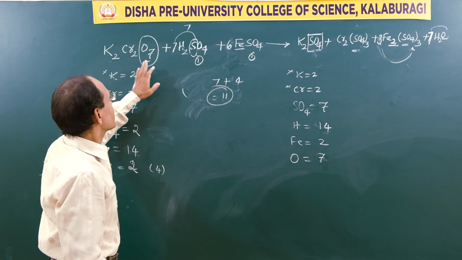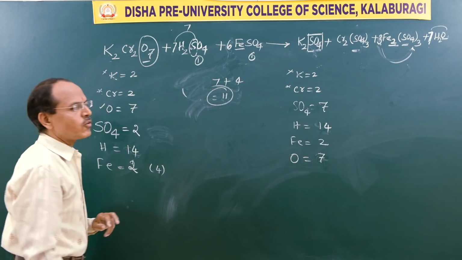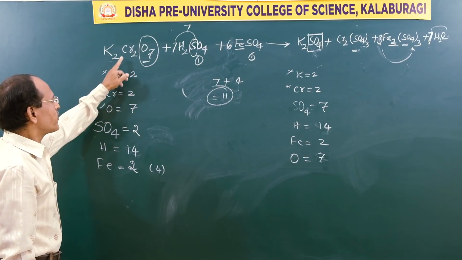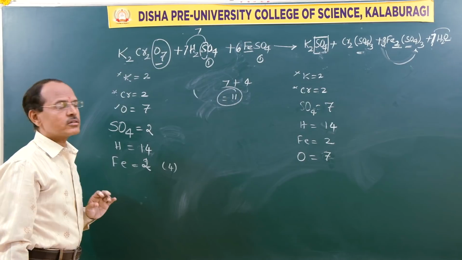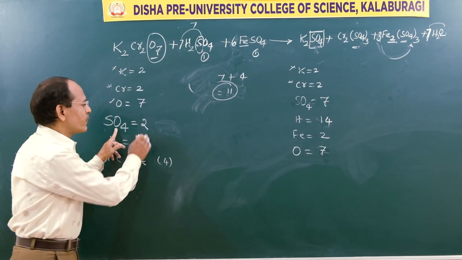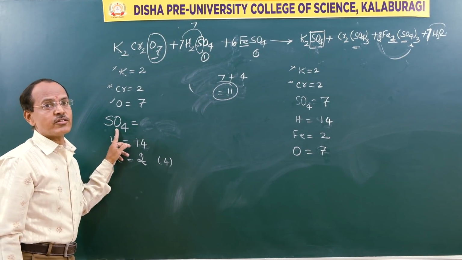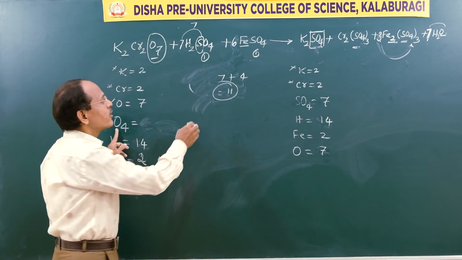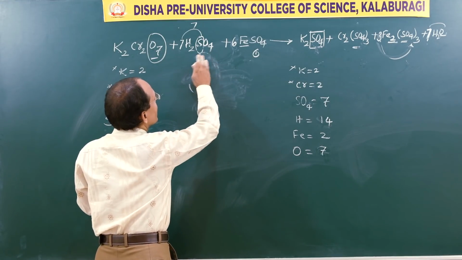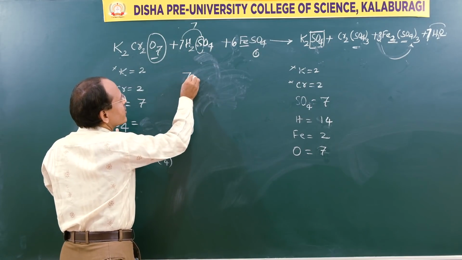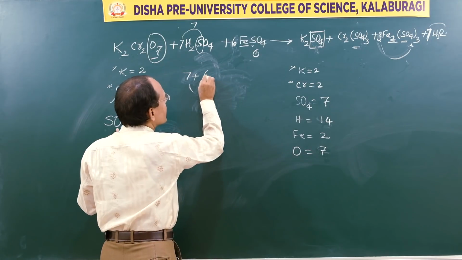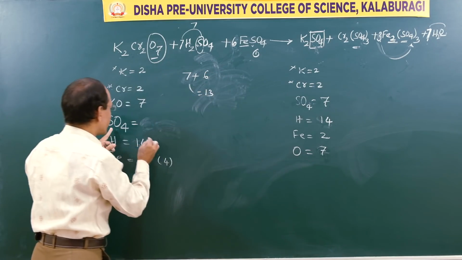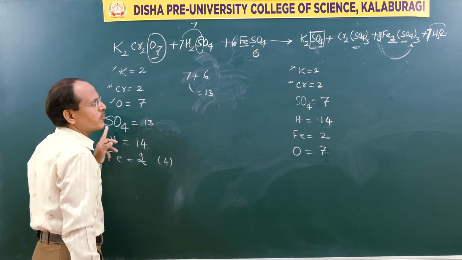Now the point is potassium point of view, no doubt. Chromium point of view, no doubt. Oxygen point of view, also no doubt. Then sulfate point of view, that is the actual major problem for us. How many sulfates? 7 plus 6. That is 13 sulfate units are there. Here I will write 13.